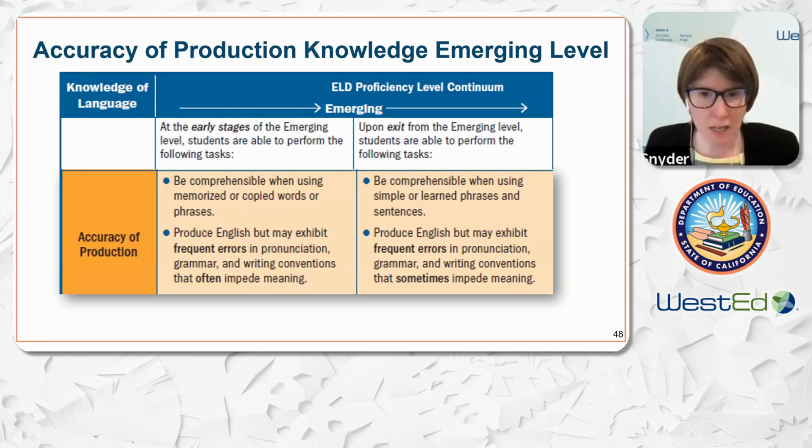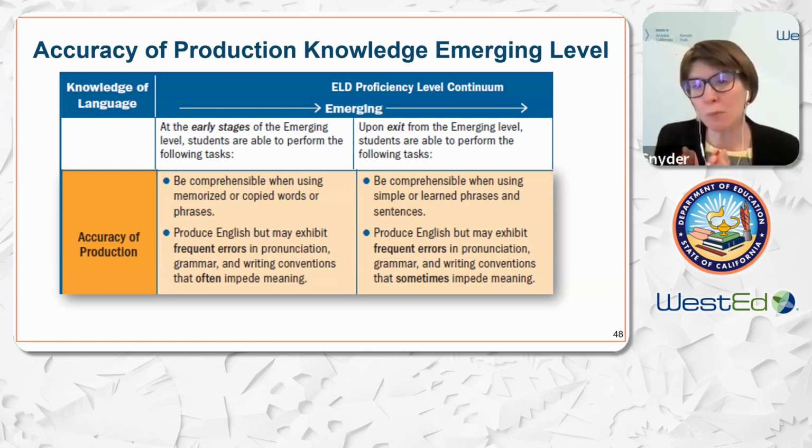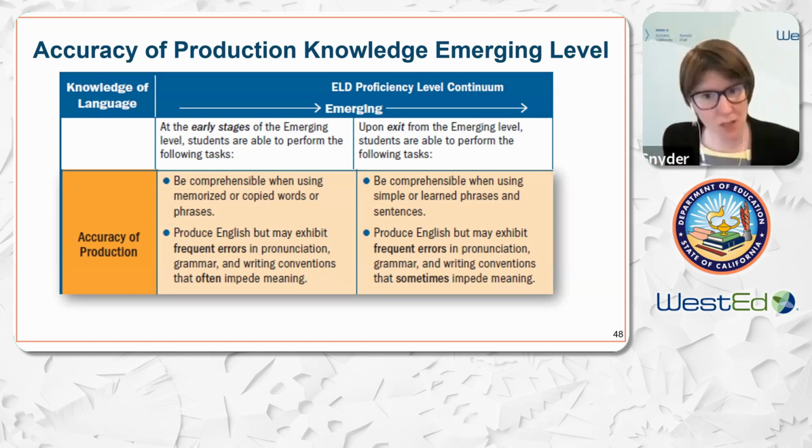So at the early stage of the emerging level, EL students are able to be comprehensible when using memorized or copied words or phrases. They're also able to produce English, but they may exhibit frequent errors in pronunciation, grammar, and writing conventions that often impede meaning. But upon exit from the emerging level, EL students are able to be comprehensible when using simple or learned phrases and sentences. And they're also able to produce English, but may exhibit frequent errors in pronunciation, grammar, and writing conventions that sometimes impede meaning.